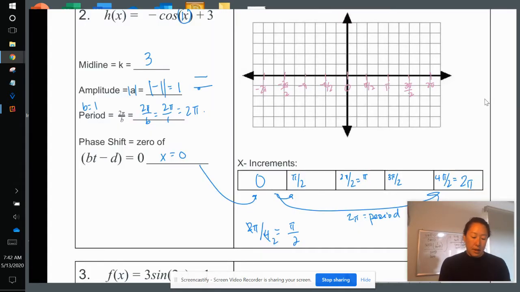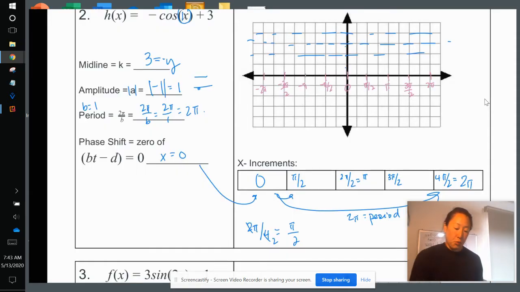All right, midline and amplitude are next. So midline is at y is equal to 3. So 1, 2, 3. Go ahead and graph that in. Okay, amplitude is plus or minus 1 from the midline. So up 1 to 4 and down 1 to 2.